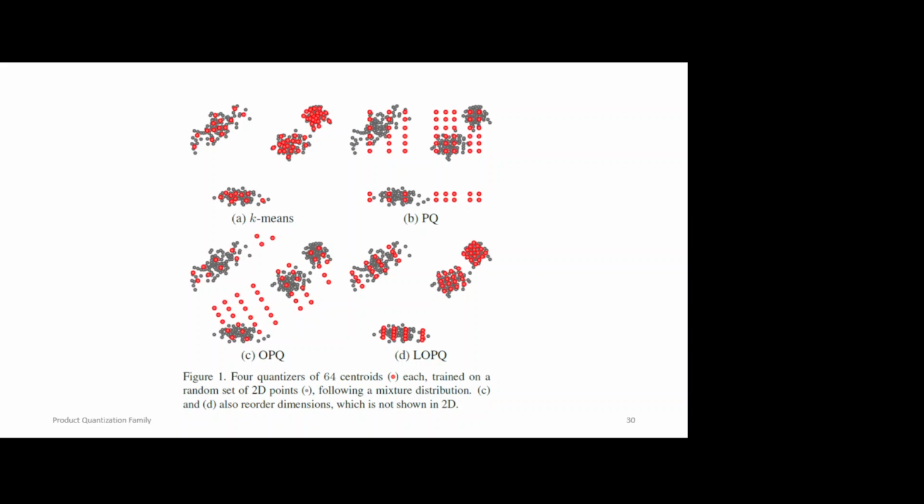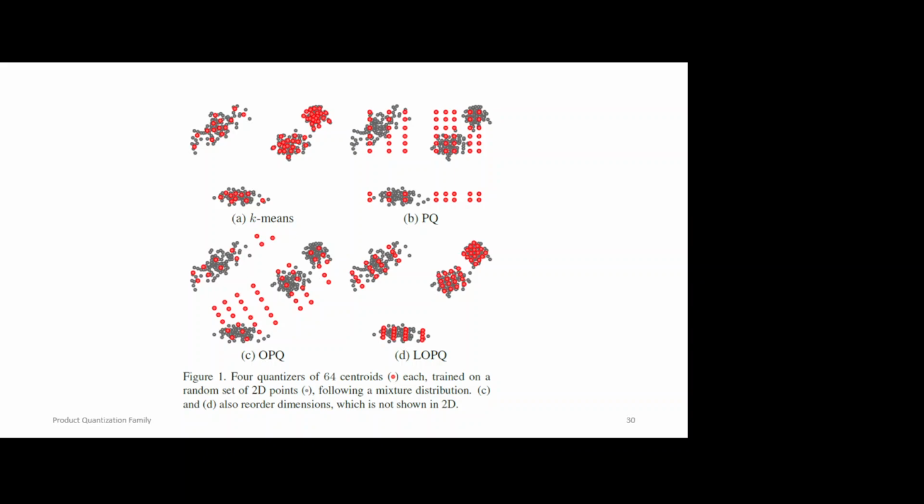The next one is LOPQ. It's called locally optimized PQ. In LOPQ, first you apply k-means. Assume that you know how many clusters or groups exist in this data. Suppose you know there are 4 clusters, so you just apply k-means where k is 4 to do the clustering. This is what we call the cross quantization. So we have 1, 2, 3, 4.